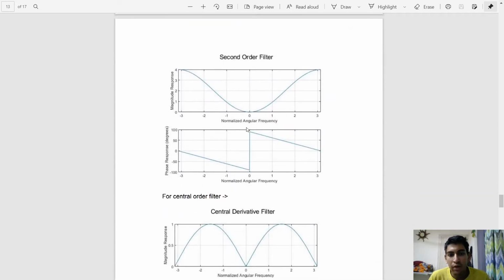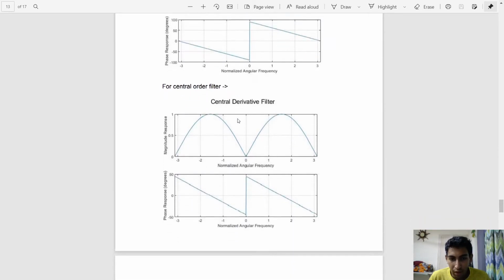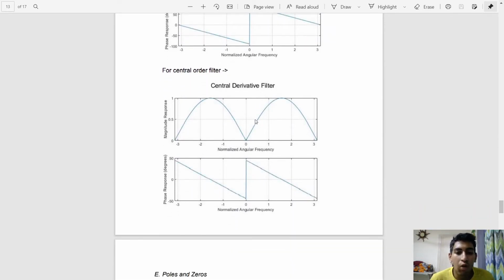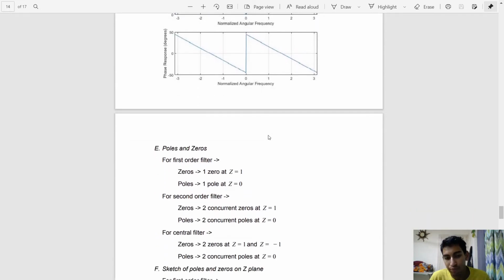The second order derivative filter does a similar job. It amplifies the higher frequencies and it attenuates the lower frequencies. The central derivative filter, however, also attenuates the lower frequencies, but it also attenuates the very high frequencies. It relatively doesn't amplify, or only amplifies, the frequencies which are intermediate in the signal.